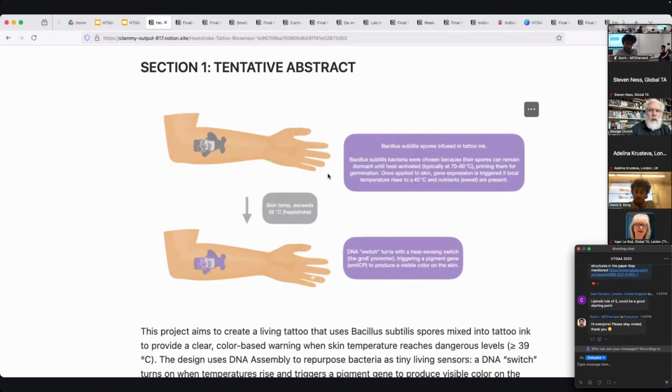And so this system would use Bacillus spores. These are like dormant survival capsules that would sit safely in the ink. They'll be engineered with a heat-sensitive promoter called groE and a pigment gene called amilCP that would make the purple color right here. And when the skin heats up past about 40 degrees, the spores should wake up and then start producing the color.